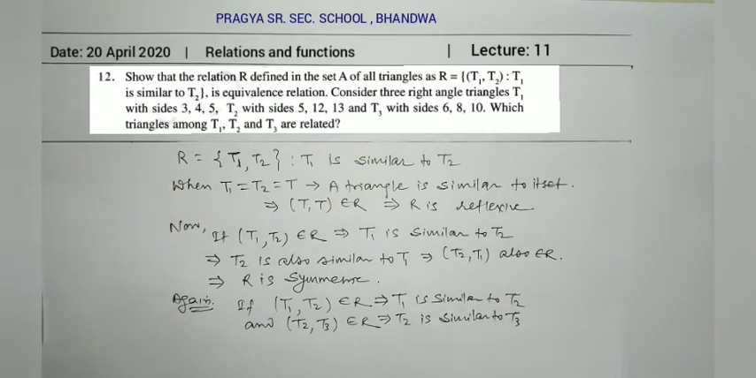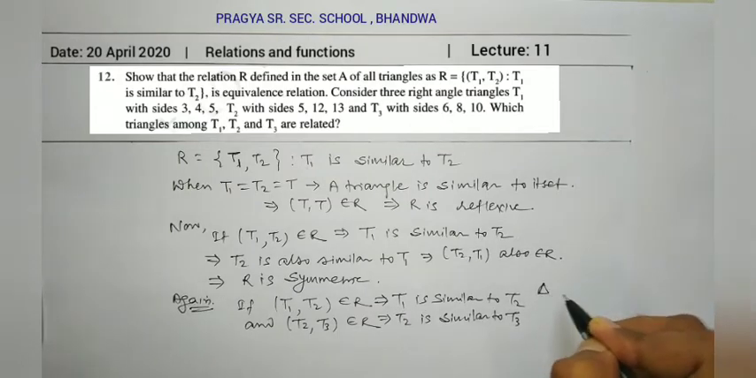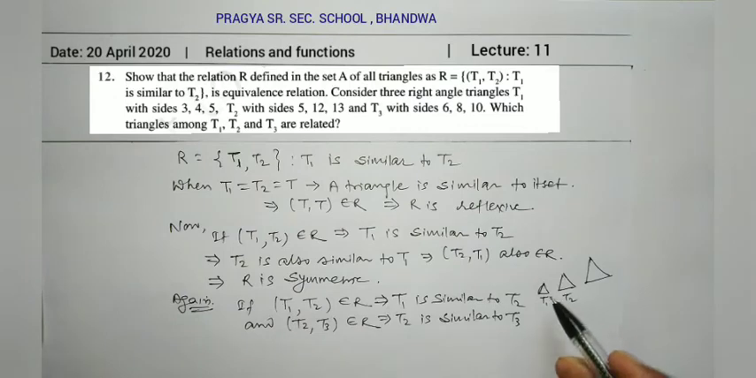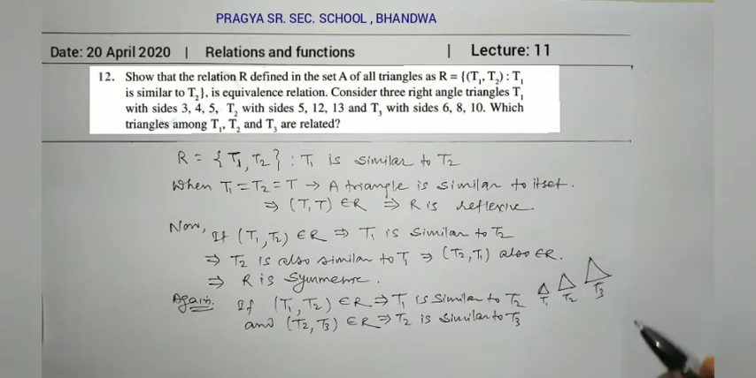So what we need to check? First and last. So you can see very clearly, if T1 is similar to T2, and T2 is similar to T3. That means T1 and T2 have the same shape. T2 and T3 have the same shape. So obviously T1 and T3 have the same shape.